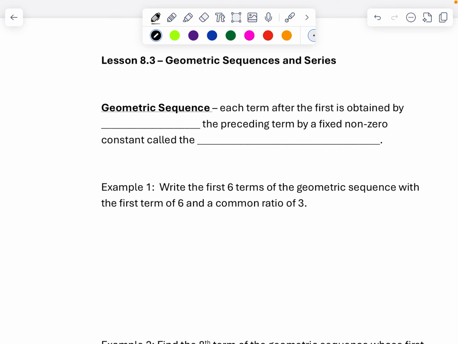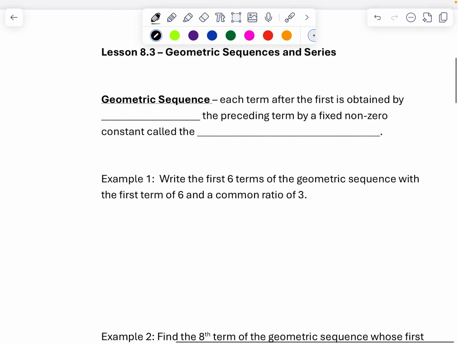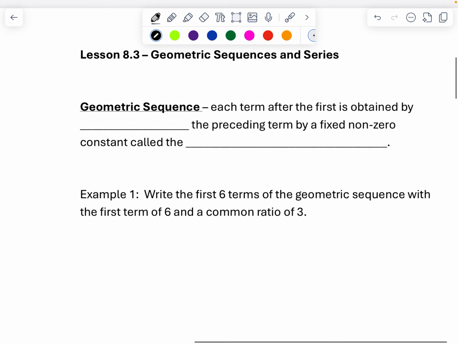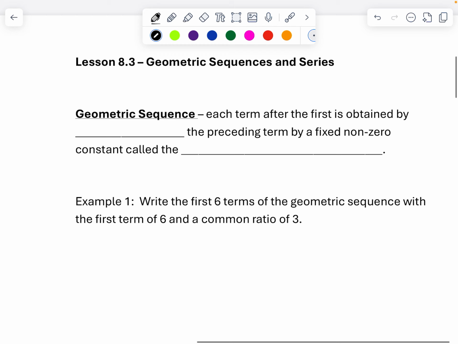So since today is Pirate Give Day and more than half of you are out, I'm going ahead and doing a video lesson for 8.3 also, which is kind of the sister lesson to the lesson from Wednesday. Today we are going to talk about geometric sequences and series, which are a little bit different from arithmetic.